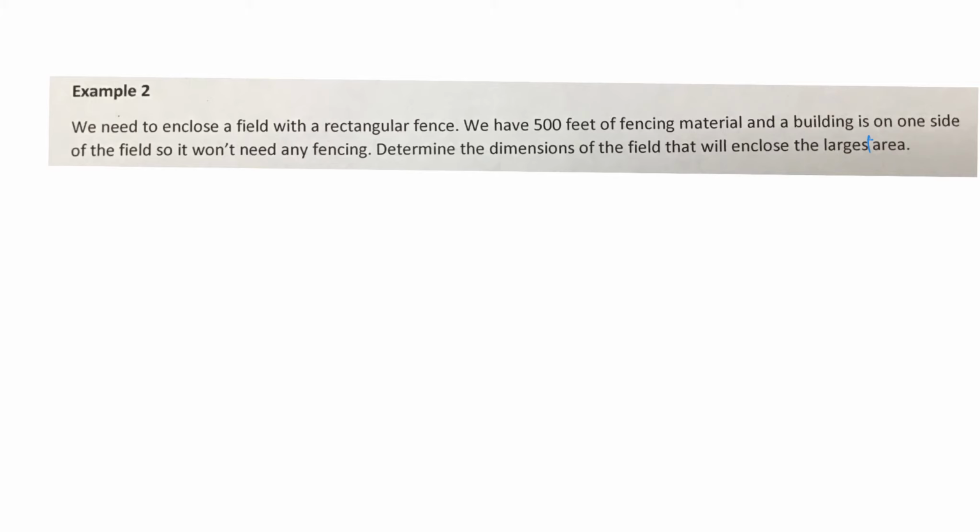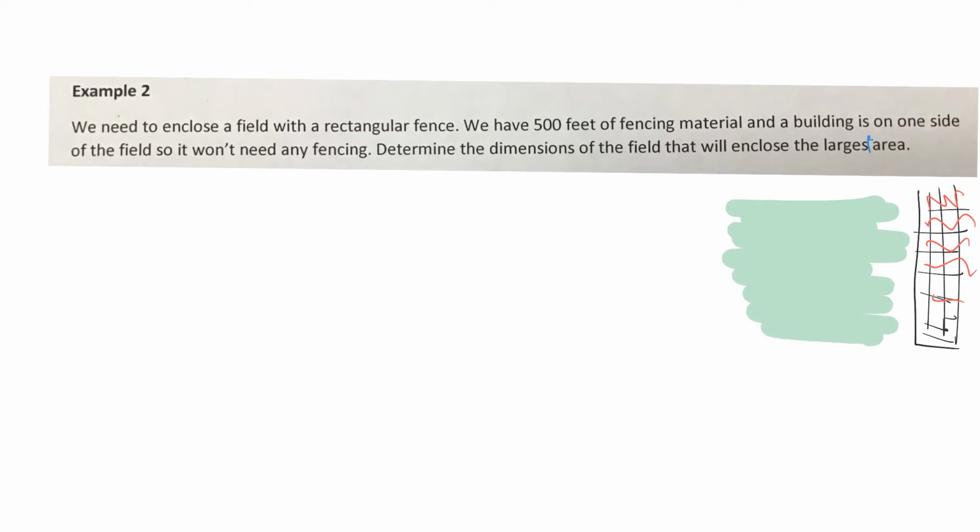Okay, so this is just like the last one. So we've got some sort of building, right? Does that look like a building? That does not look like a building. It's brick. Okay, there's your building. And we want to enclose a field. Okay, so fields are green. And we need a rectangular fence. So we need a fence coming off the building into the field that's a rectangle. And we have 500 feet of fencing material, so 500 feet total. Okay? Determine the dimensions of the field that will enclose the largest area.